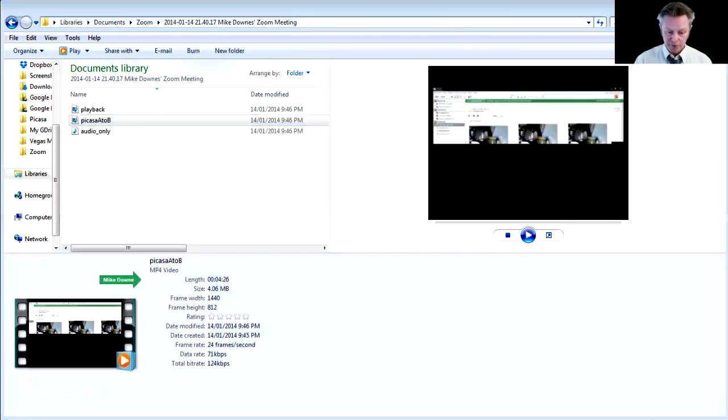Now, this is 4 megabytes, and for that, you're getting 4 minutes and 26 seconds on an MP4 at HD level, 1440 by 812 pixels. Amazingly big. And also, for me personally, on my bandwidth, that's about 24 frames a second. That's what my DSLR does, which is just brilliant.